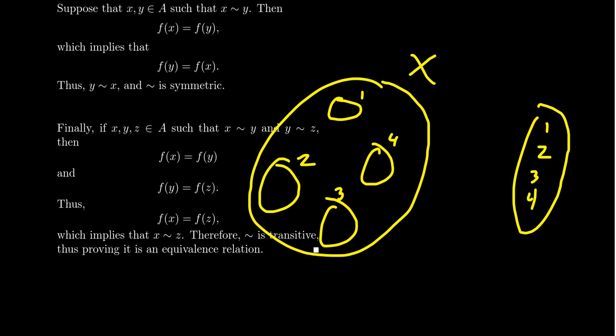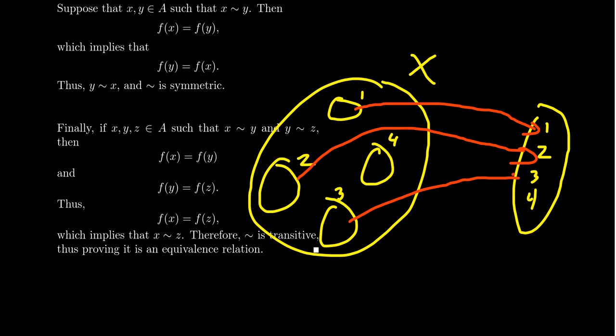For which you then say, okay, everything in the first class, we map to 1. Everything in the second class, we map to 2. Everything in the third class, we map to 3. Everything in the fourth class, we map to 4. And then we keep on going if we have more and more cells in our partition. So every partition naturally invokes a function. And every partition also invokes an equivalence relation.